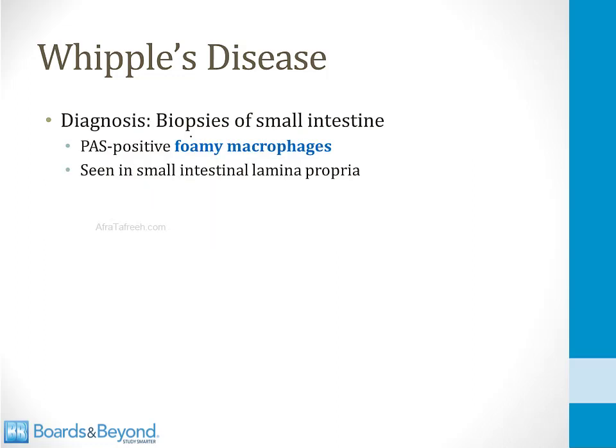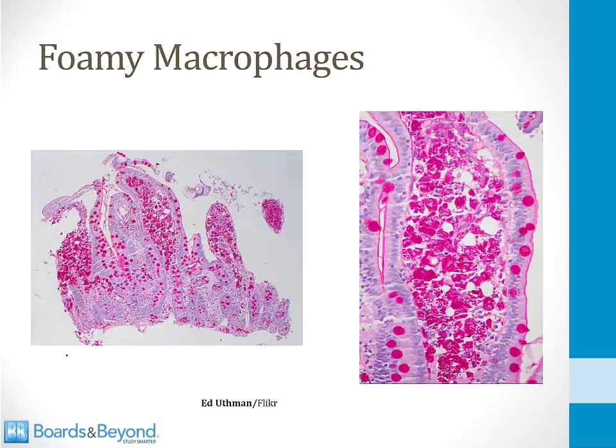You can make the diagnosis by doing a biopsy of the small intestine, and there is a classic finding that you need to know for step 1, and that is the presence of PAS stain positive foamy macrophages seen in the lamina propria of the small intestine. On the bottom left side of the screen here is a biopsy of the small intestine stained with the PAS stain. You can see that the villi are turning dark red or dark pink, and that's because of the presence of foamy macrophages. These are macrophages filled with Tropheryma whipplei, and they stain positive with the PAS stain.